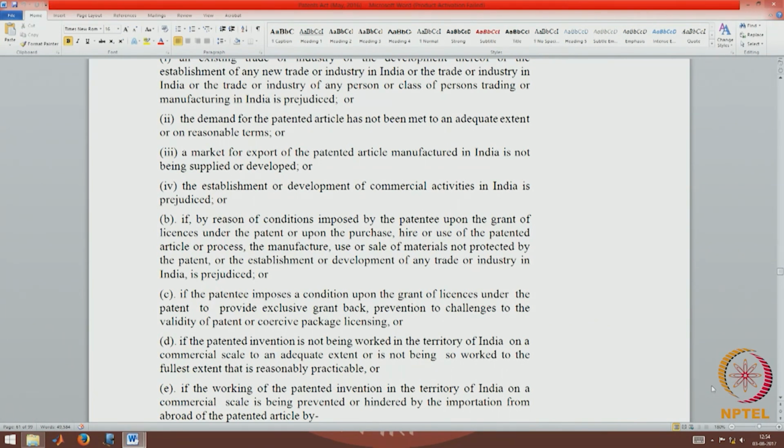D. If the patented invention is not being worked in the territory of India on a commercial scale to an adequate extent, or is not being so worked to the fullest extent that is reasonably practicable. Again, this will be considered for understanding whether the requirements of the public were satisfied.